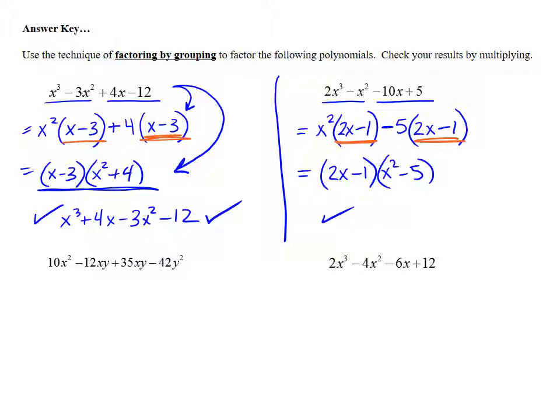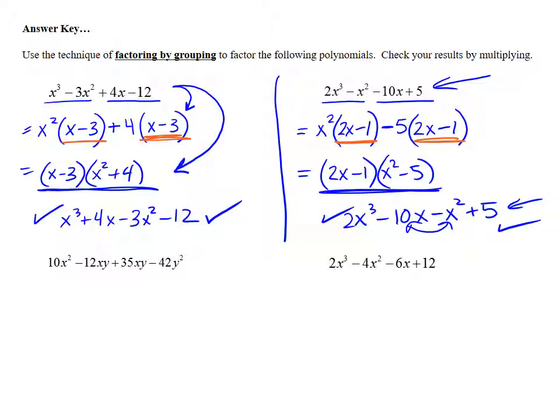Always check by multiplying. FOIL: x squared times 2x is 2x cubed. Outside terms, minus 10x. Inside terms, minus x squared. And finally, negative 1 times negative 5 at the end gives me a positive 5. If we check that, it is exactly where we started. It's just that these 2 terms are reversed in the middle. So that checks. Again, our answers on these factoring problems are going to be a product, a multiplication. That's what we're seeing in both of those first 2 examples.